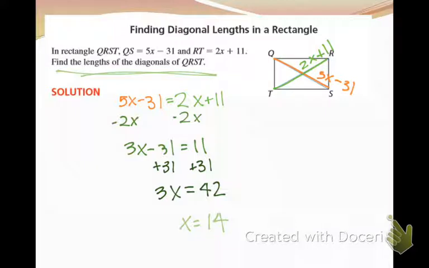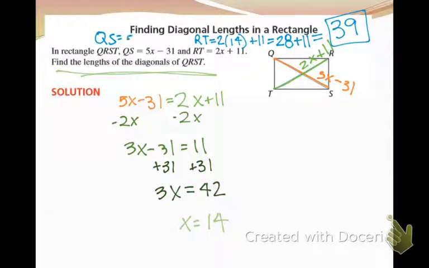So what do I need to do with 14? Plug it in. So I know RT equals 2 times 14 plus 11. What's 2 times 14? 28. Plus 11 is 39. You could also plug it into the other. I just plugged it into the easier one. Just for your reference, 5 times 14 is 70. Minus 31 is still 39.